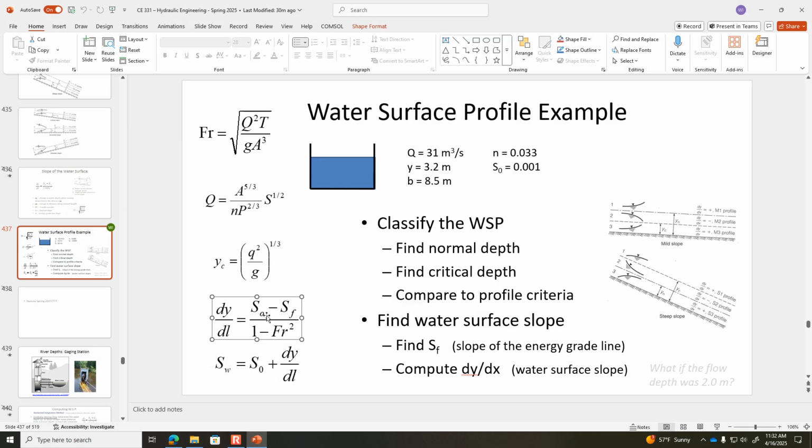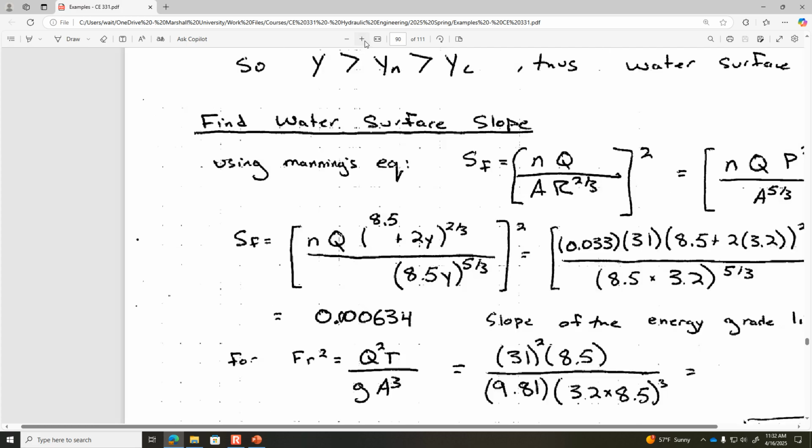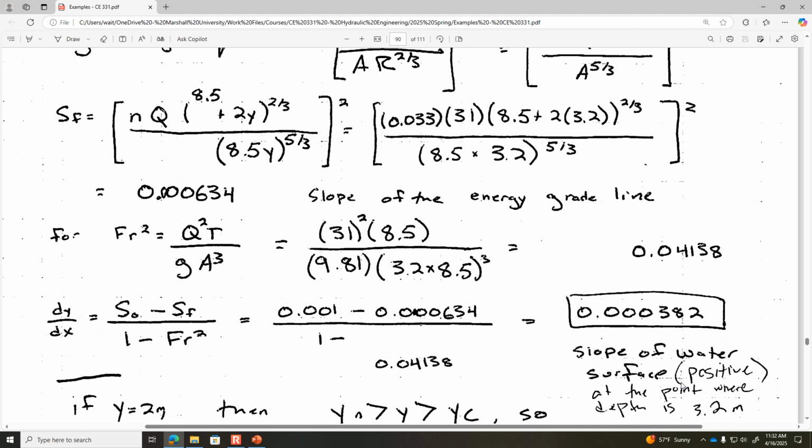Both of those we use to determine dy/dl. So dy/dl is the combination of the channel slope, the slope of the energy grade line, and then in the denominator, we account for the Froude number squared. And dy/dl being positive tells us whether the water is getting deeper or shallower as we go downstream. And this is positive.